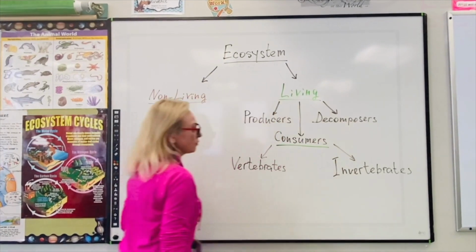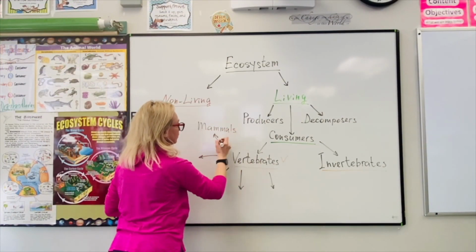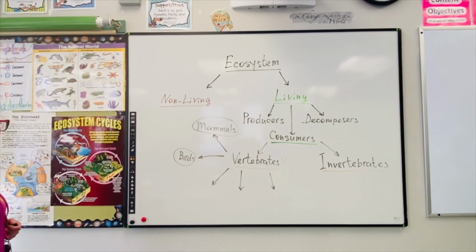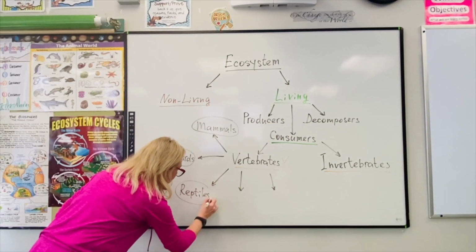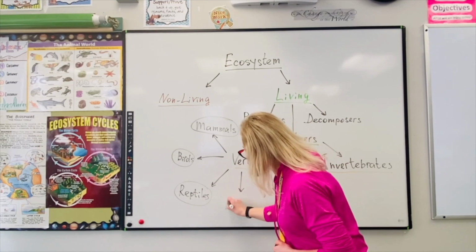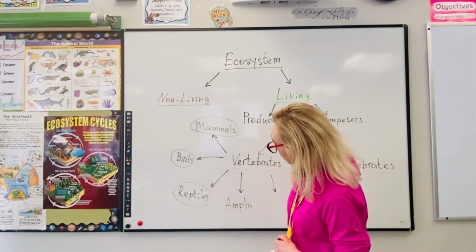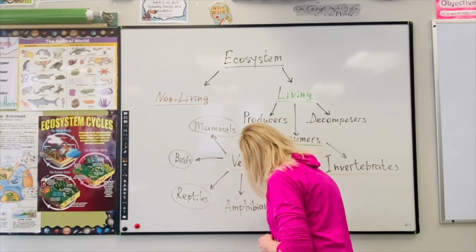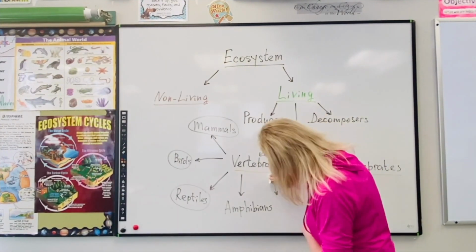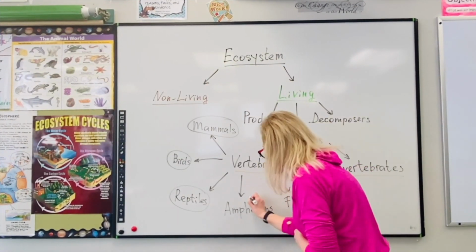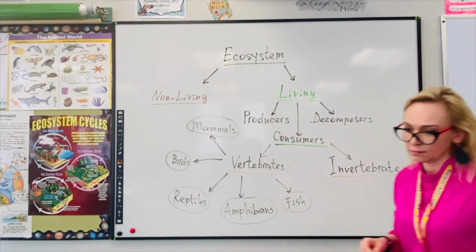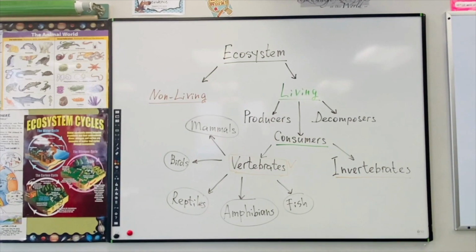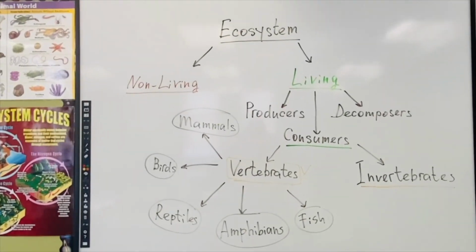So today we're going to talk about two types of consumers, vertebrates and invertebrates, but in more detail, vertebrates. That's the subject of our lesson today. The vertebrates have 5 groups. Scientists divide them into 5 groups: mammals, birds, amphibians, reptiles, and fish.